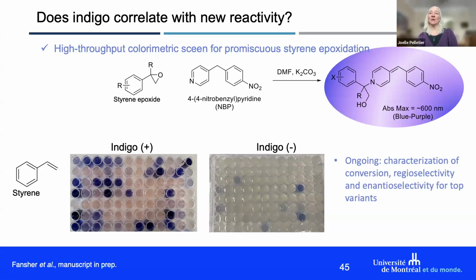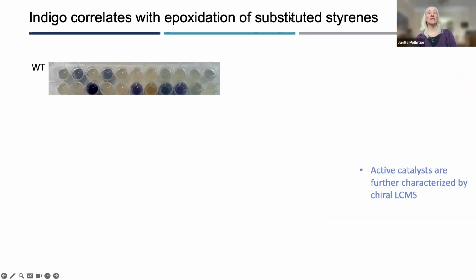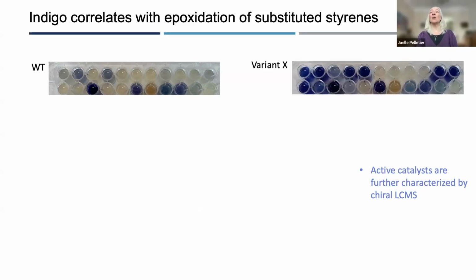So what is ongoing is the characterization of conversion, regioselectivity, and enantioselectivity of the top variants. And sorry, we are screening substituted styrenes. So this is a panel using the wild type cytochrome P450 BM3 and a panel of substituted styrenes. We see that the wild type enzyme can give rise to epoxidation of different substituted styrenes, but a particular variant gives reactivity towards a greater number of substituted styrenes and gives a greater extent of reactivity. Sorry, these are the compounds that were screened, the different styrenes.